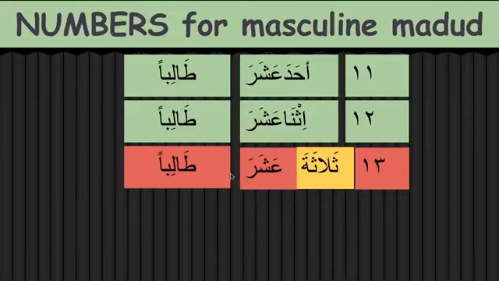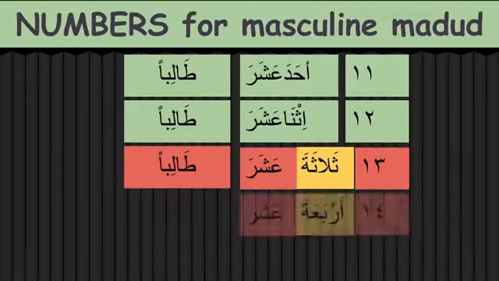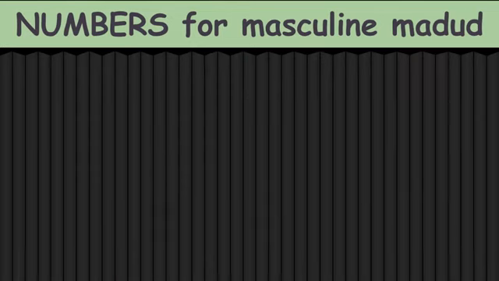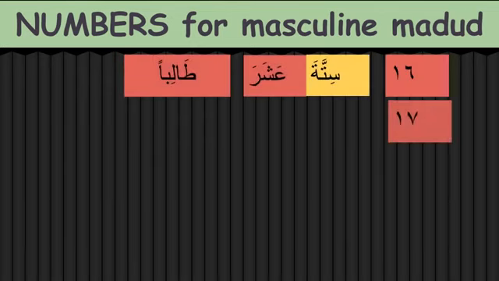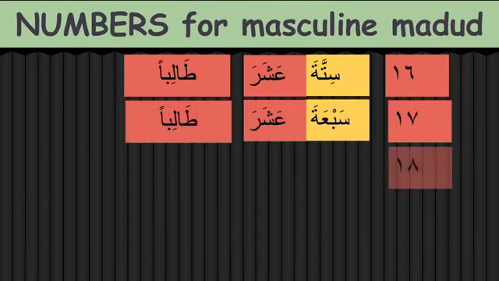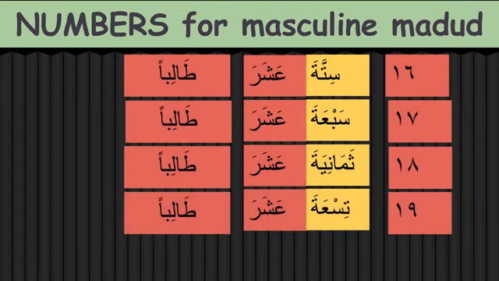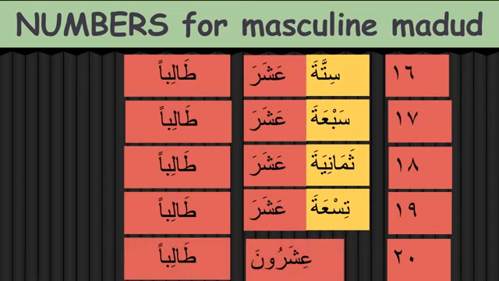So it will be thalathata ashara taliban. So the only thing which changes is the first number. Everything else remains the same. So it will be arba'ata ashara taliban, khamsata ashara taliban, sittata ashara taliban, sab'ata ashara taliban, thamaniyata ashara taliban, tis'ata ashara taliban, and ishrun. So again it's a pattern like Jam'u Muzakkar Salim, so it has its own marfu forms. We'll do it later inshallah. So just to know that there's a tamiz here, ishrun taliban.